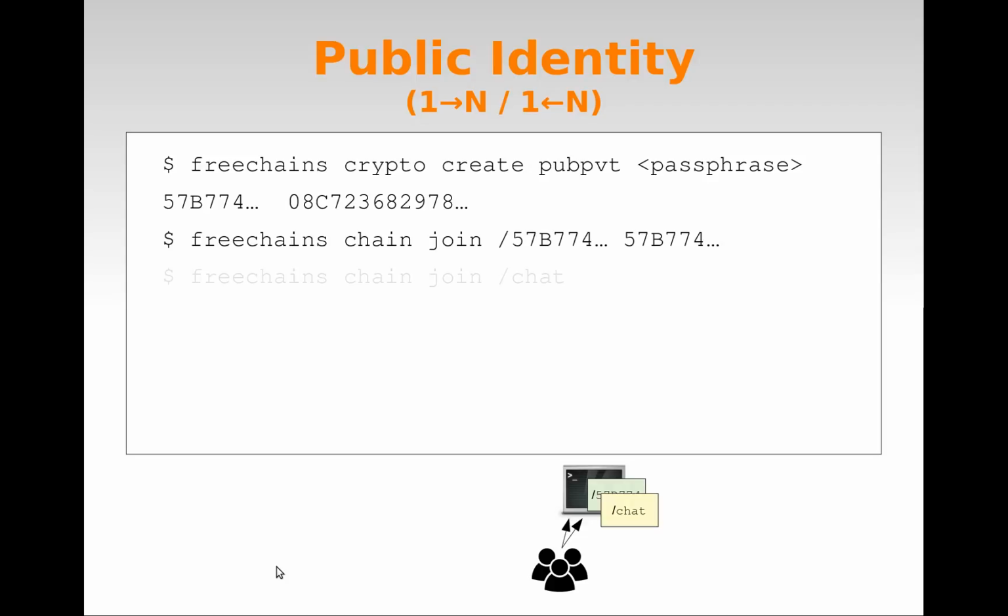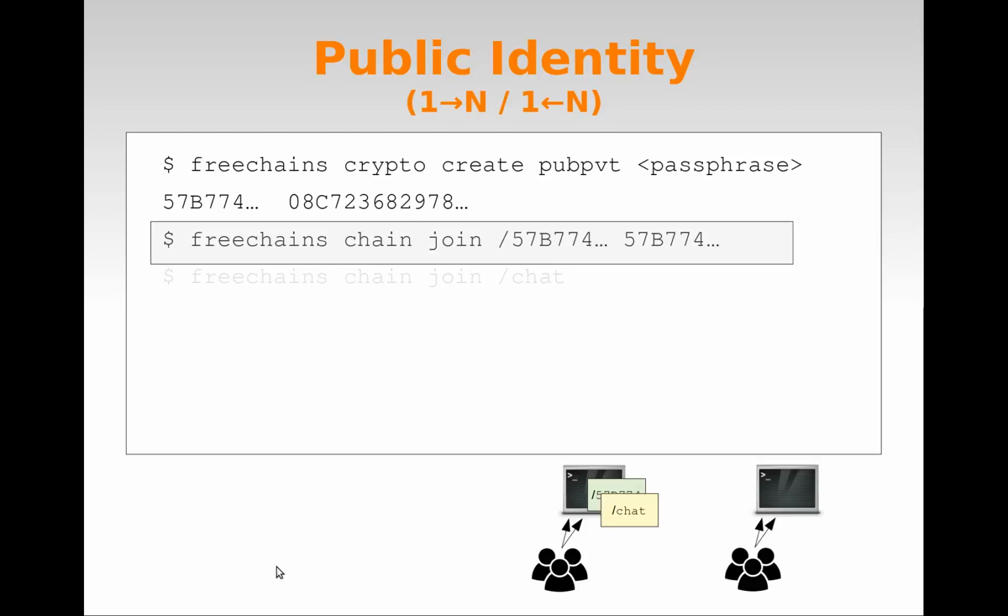Now let's consider another user that uses the same command to join the chain in another host. Create the same chain locally. This user doesn't have the private key, so he's a consumer in the one-to-one communication pattern.